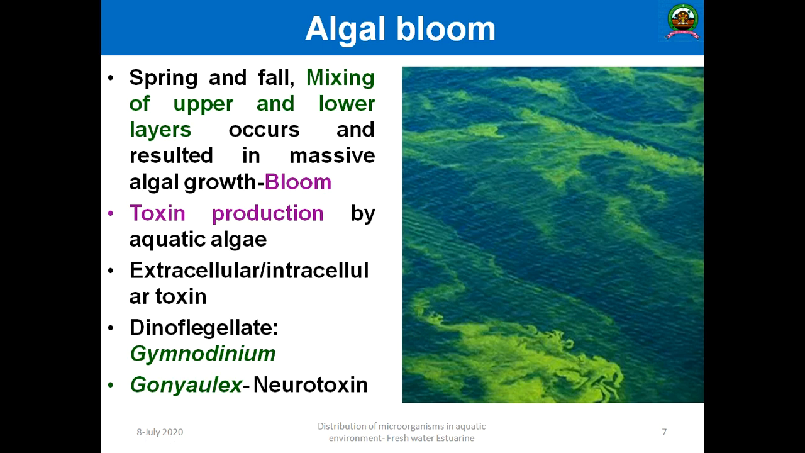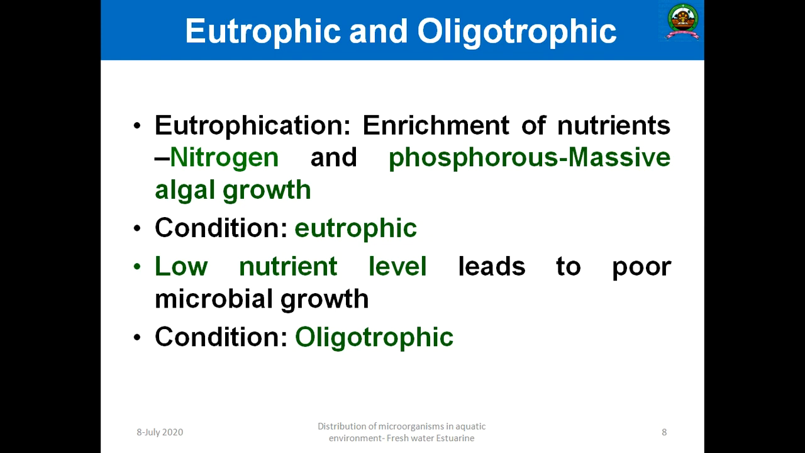The toxins are powerful neurotoxins that will adversely affect other organisms. So this is the concept called algal bloom, which we have already discussed in the previous class. This is another important parameter: the condition called eutrophic condition and oligotrophic condition in the freshwater ecosystem.